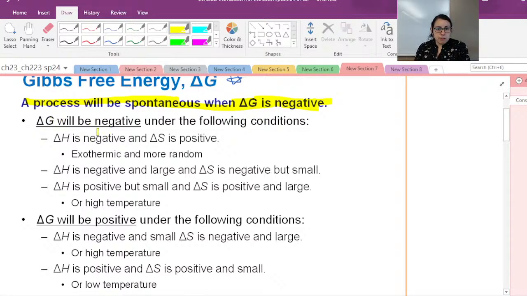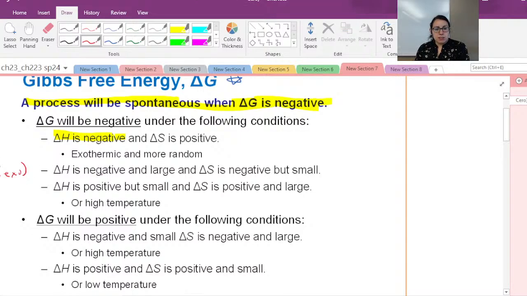As you might imagine, if our delta H is negative, so an exothermic reaction, and our change in entropy is positive, so both exothermic and more randomized, that's two checks, check, check. So this is going to be spontaneous. Then we have other conditions, and this is where the math will get into the details. But we can also have, what if we have a large change in enthalpy, so an exothermic reaction.